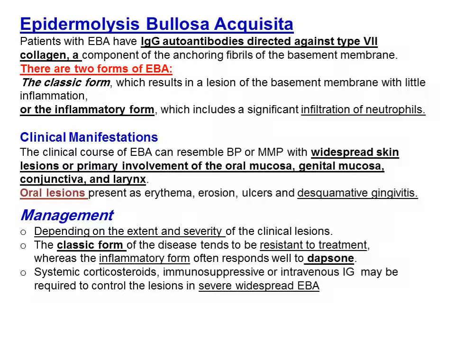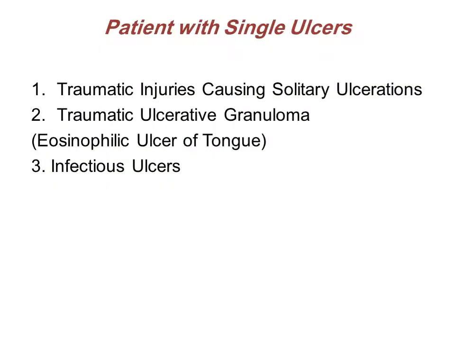Now, what is the management of epidermolysis bullosa acquisita? The management depends on the severity and the extent of the clinical lesions. The classic form of the disease tends to be resistant to treatment, whereas the inflammatory form responds well to dapsone. Systemic corticosteroid, immunosuppressive medication, or intravenous IgG may be required to control the lesions in severe, widespread disease.